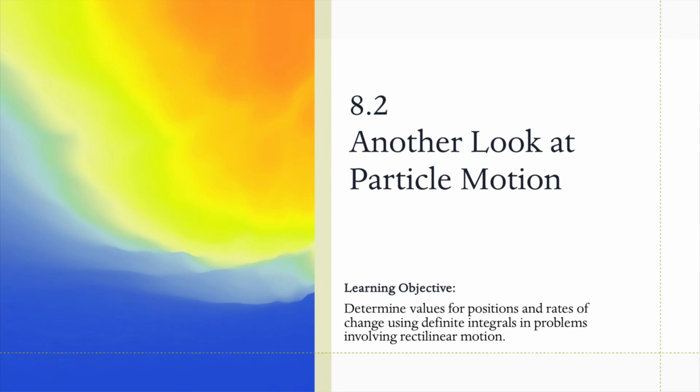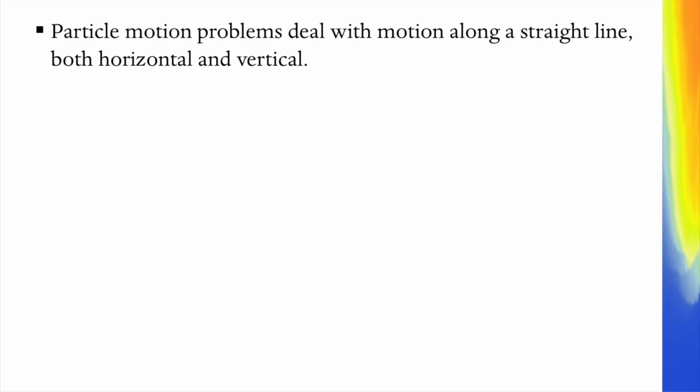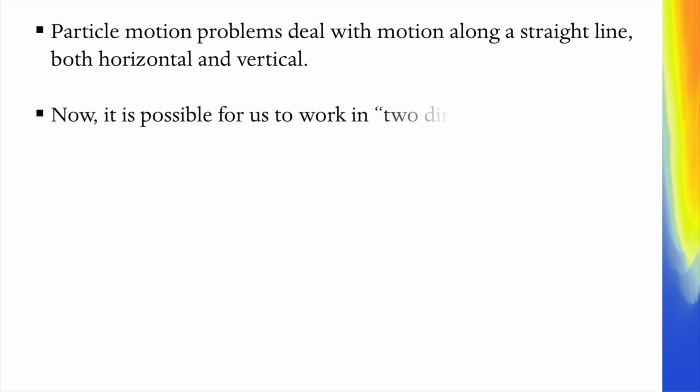Okay, we are back again looking at some applications of integration, and we're going to take another look at particle motion. We can determine the values for positions and rates of change using definite integrals in problems involving rectilinear motion. What does that mean? Straight line motion. Particle motion problems deal with motion along a straight line, both horizontal and vertical.